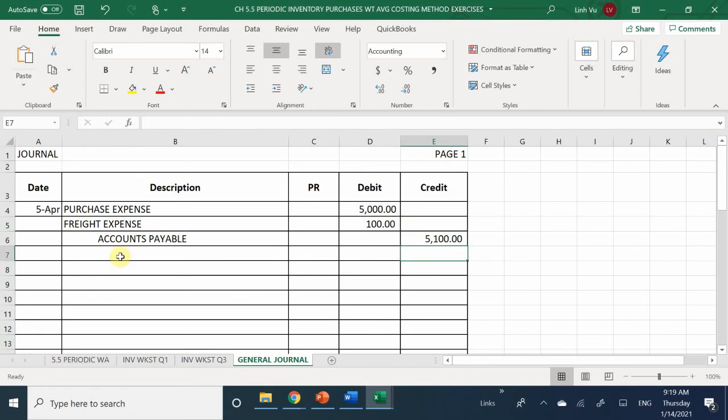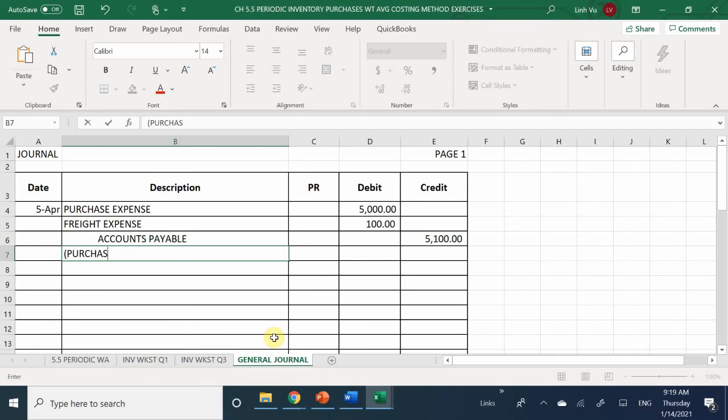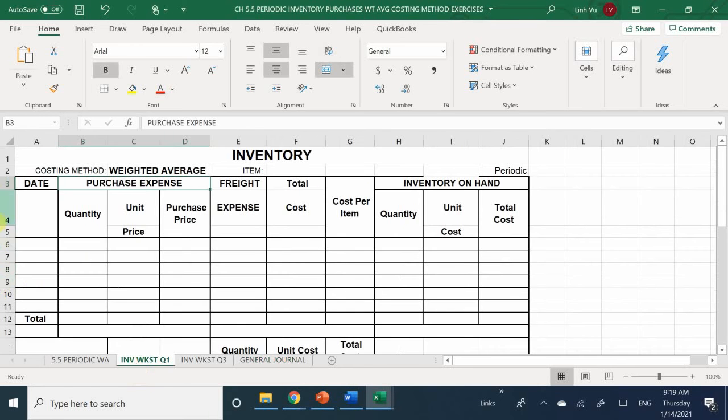Okay. Here, I'm also going to enter in a little description, so I'm going to write purchase 1,000 units at $5 each. All right. Now that I've completed my journal, the next step is I'm going to move it and place it into my inventory worksheet. So this is April 5th.